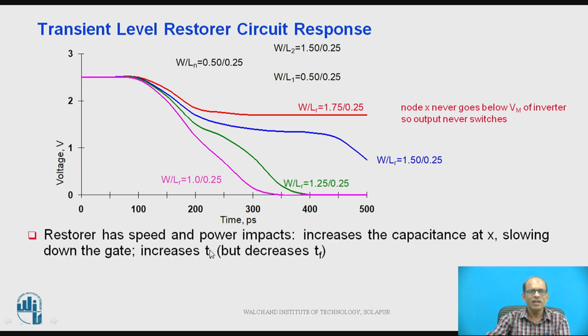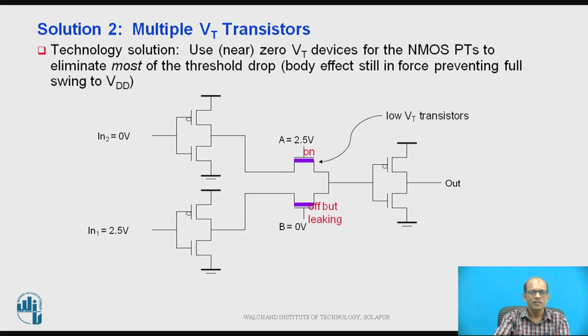So the restorer has a speed and power impact. It increases the capacitance at X, slowing down the gate, which increases tPLH but decreases tPHL. Now solution number 2 is using multiple VT transistors, as shown in the figure.